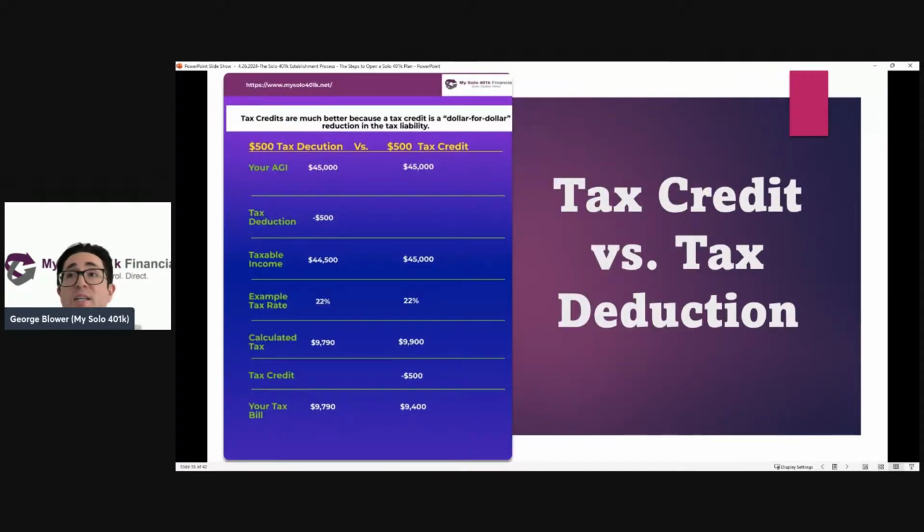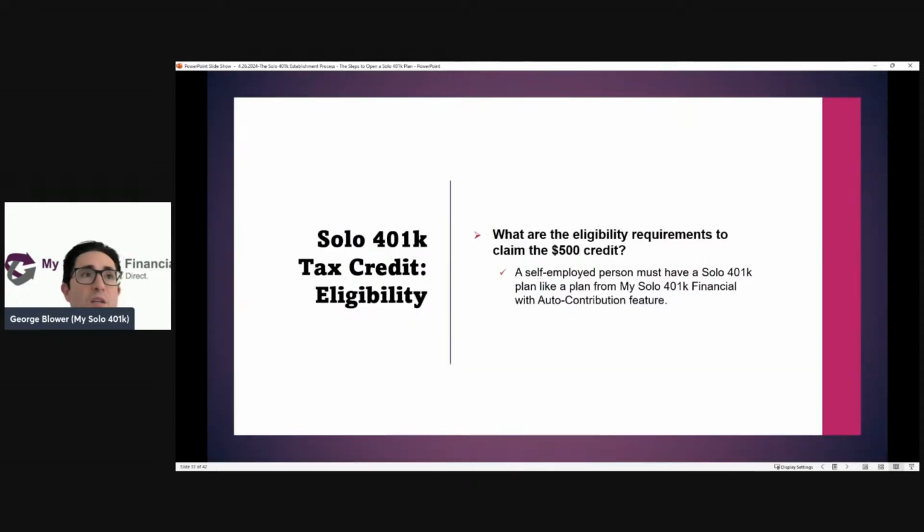Now, this is a tax credit, not a tax deduction. With a tax deduction, the individual is reducing their income upon which their tax liability is calculated. Whereas with the tax credit, the individual first determines their tax liability and then is able to reduce their tax liability dollar for dollar by the value of the credit. So this means that a tax credit is much better than a tax deduction because of this dollar for dollar reduction in their tax liability.